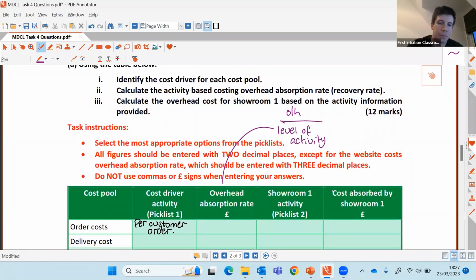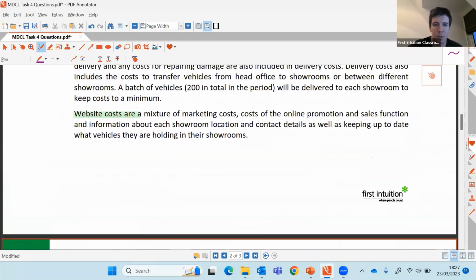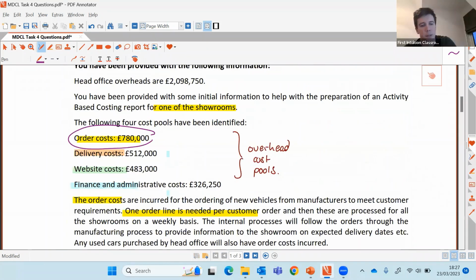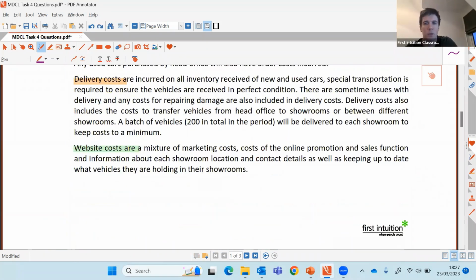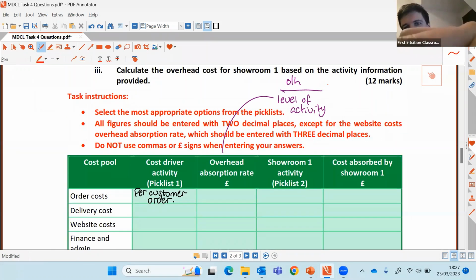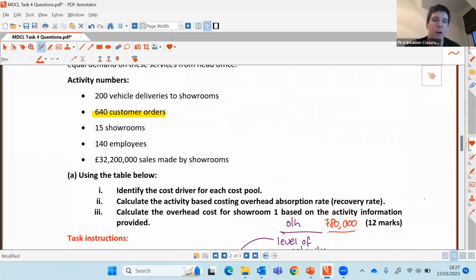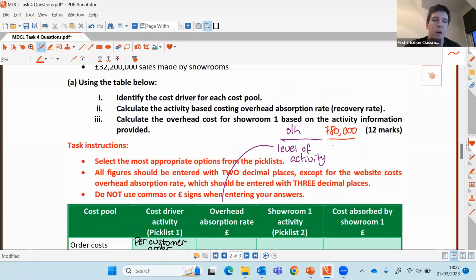So we now know, coming back to our order costs, that the order cost was 780,000. So I would take that 780,000. That's the top line, really, isn't it? That's my overhead. And I'm going to divide it by the appropriate level of activity, which you've just told me is customer orders. So from above, as I've highlighted, we know that what drives that overhead are the customer orders.